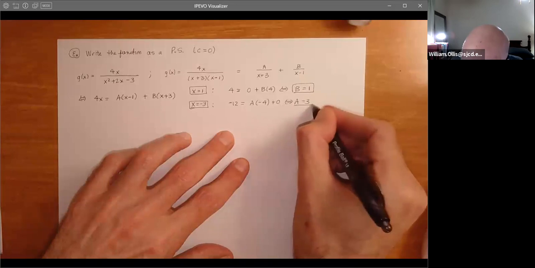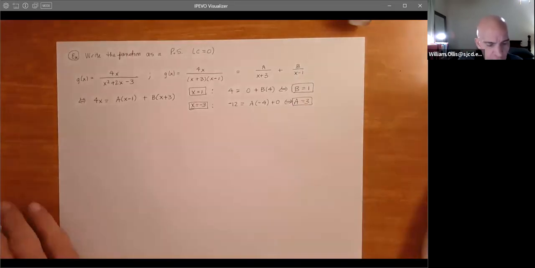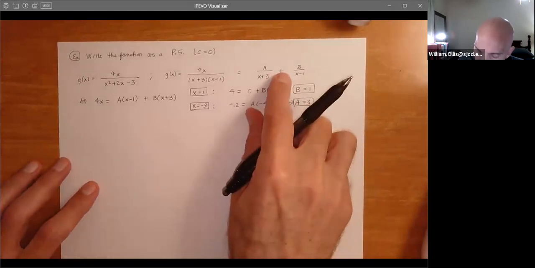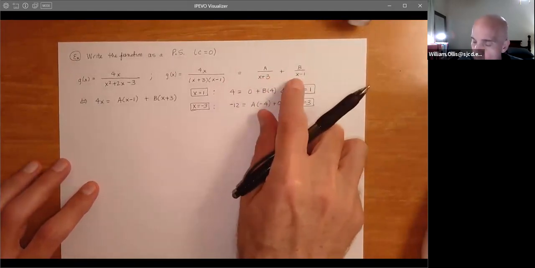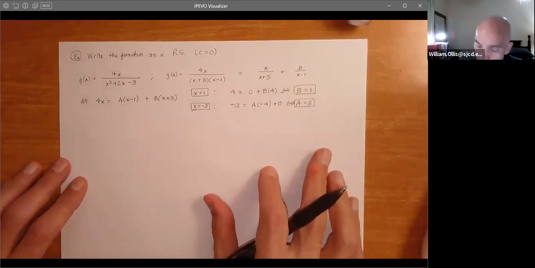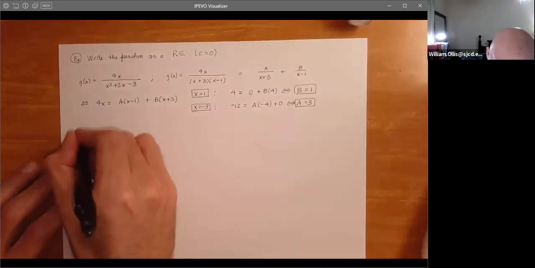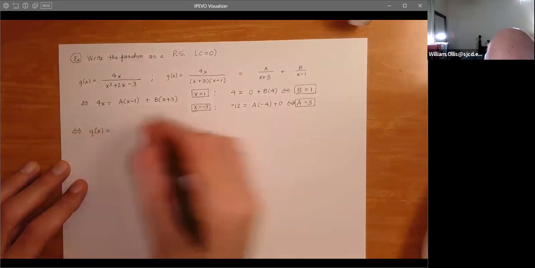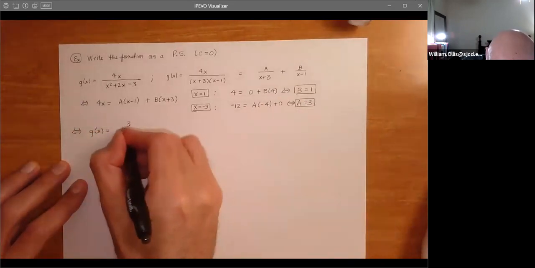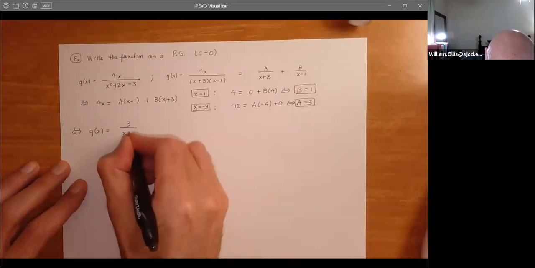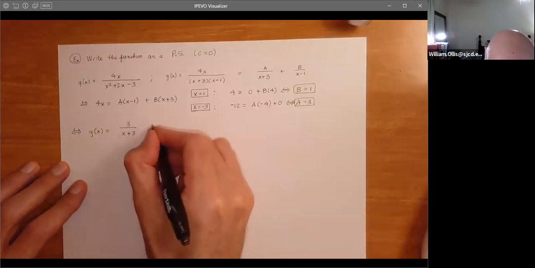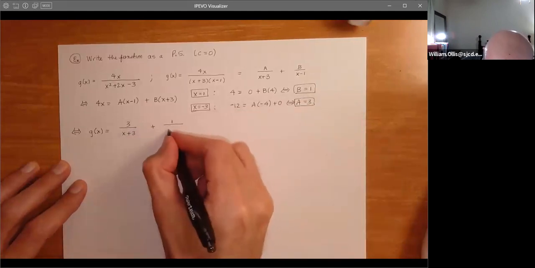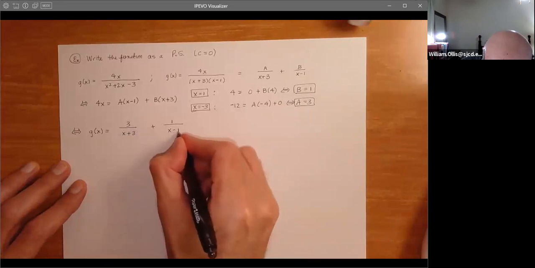So when you look at both of these computations here, we now can rewrite G as a sum of two rational expressions that can be rigged to be geometric. So now equivalently, G of x equals 3 divided by x plus 3 plus 1 divided by x minus 1.